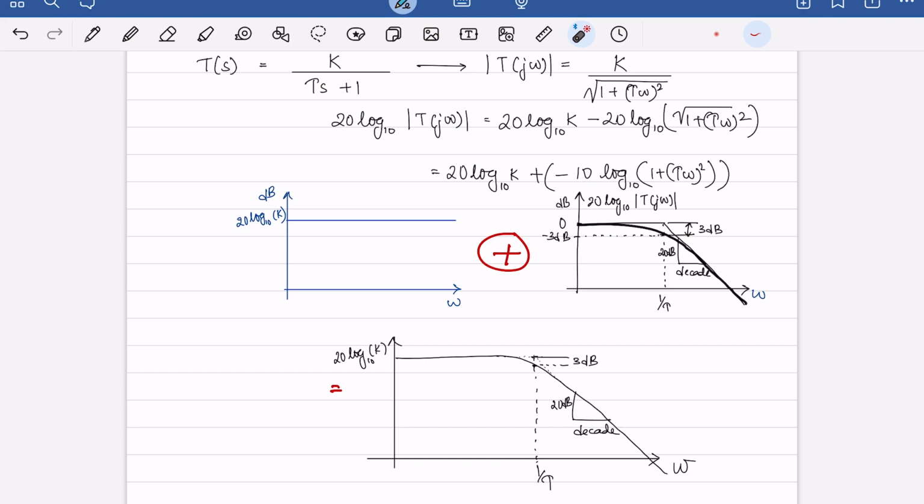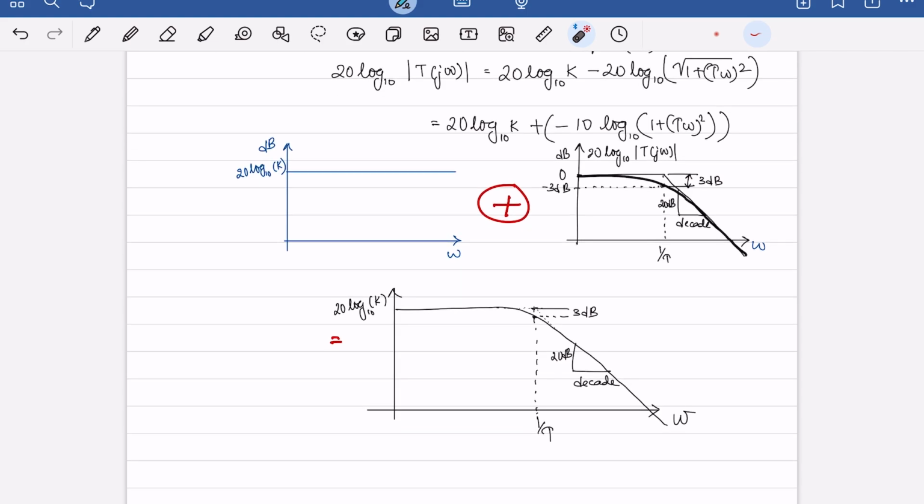phenomenon that you notice in real life as well, where when the frequency increases, the amplitude of the sound that you hear dies out much quicker. Okay, so I hope that makes sense.